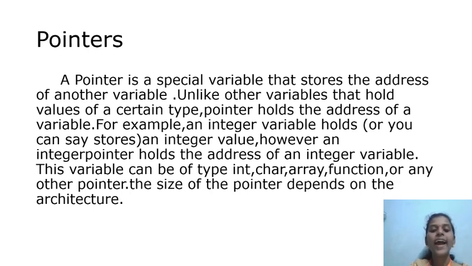For example, an integer variable stores an integer value. However, an integer pointer holds the address of an integer variable. This variable can be of type integer, character, array, function, or any other pointer. The size of the pointer depends on the architecture.